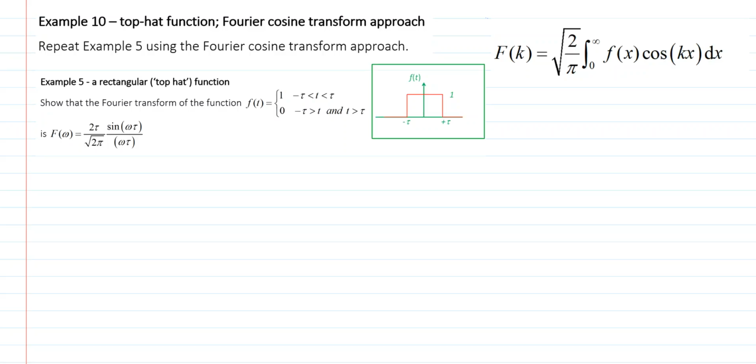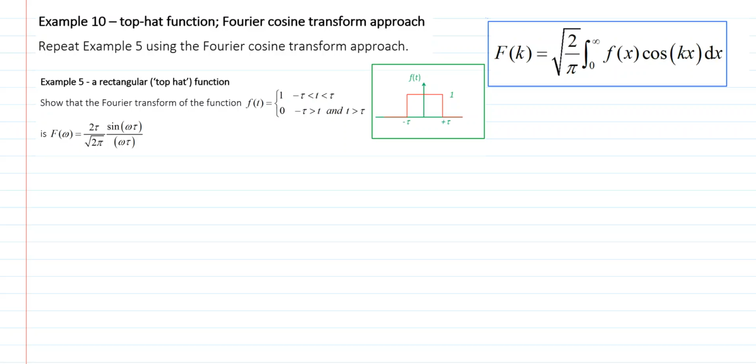So this means we can use the Fourier cosine approach, which sometimes makes the maths a little simpler. To do this, we need the relevant equation. I've copied it here from the lecture notes. The only thing we'll need to do is write this equation in terms of omega and t. In the notes, it's defined in terms of k and x.